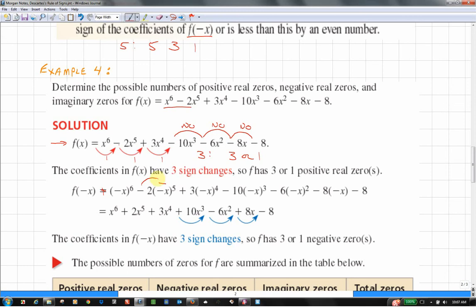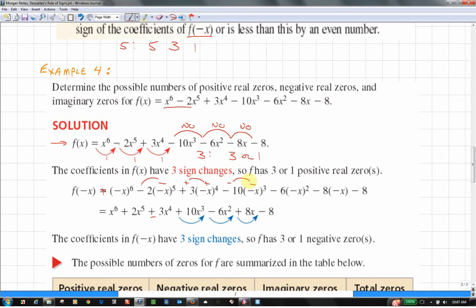I have a negative to the 4th power. That's going to be a positive. There's a positive out here, so I have a positive and a positive. That would have to be a plus 3x to the 4th. Move to the next term. I have a negative and it's cubed, so cubing a negative is a negative. There's a negative out here. That's going to give me a positive 10x cubed, so there's a positive.